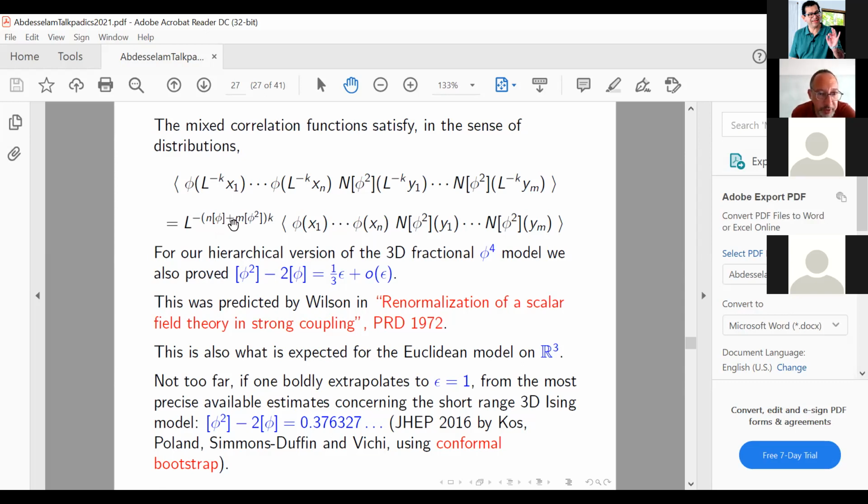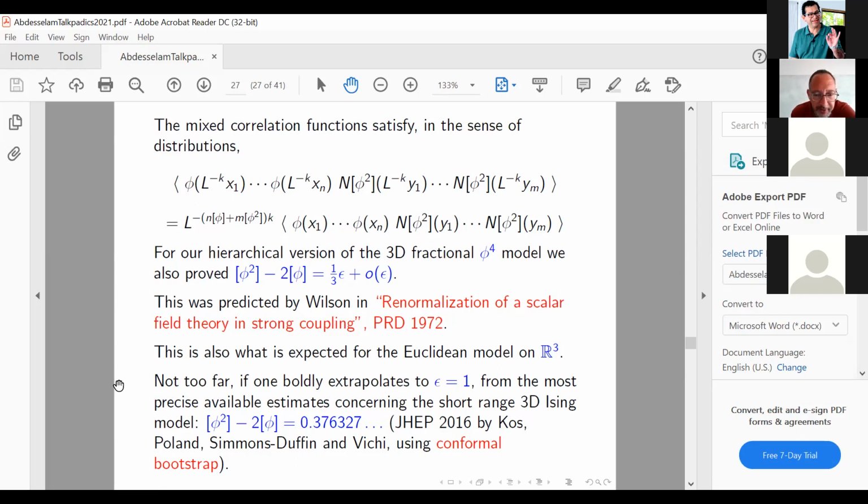But you see that there are 2 numbers here, which have to do with the number of phi fields, the number of squared fields. And so these 2 scaling dimensions are different. And in fact, we have a precise result, at least to order epsilon. We show that the difference between these 2 quantities is about epsilon over 3. This actually was predicted by Wilson in '72.